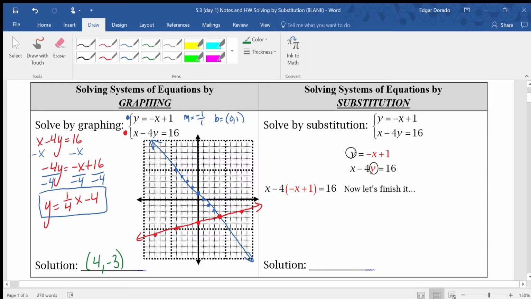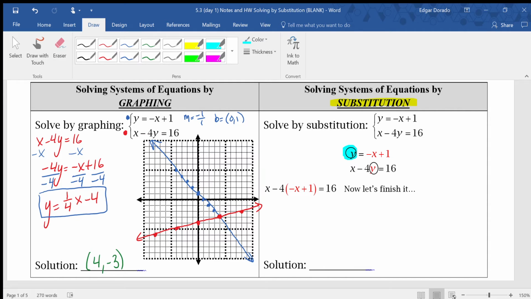This new method is called substitution. Let's figure out what substitution tells us to do. Again, we're solving by substitution, and they give us the same set of equations in our system. But if you notice here, this y is already all by itself, and it's telling us that y equals negative x plus 1. Nothing different, that was just the original equation we got.